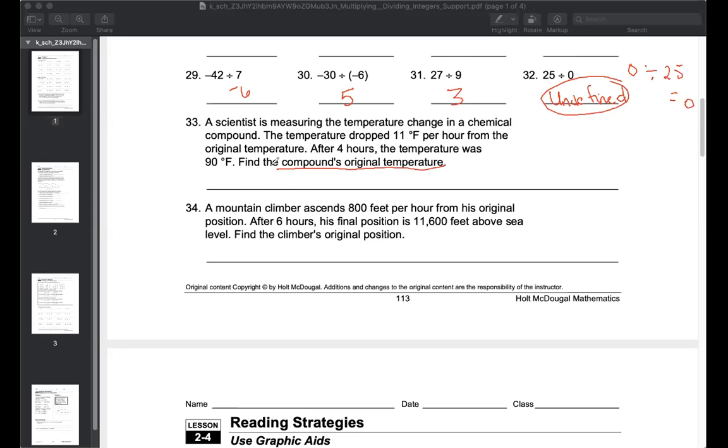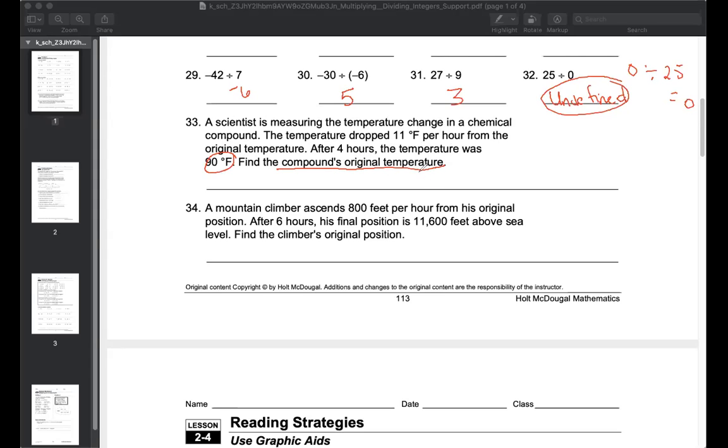All right. What is the compound's current temperature? What is its temperature right now? 44 degrees. Well, the temperature right now is 90 degrees, right? Oh yeah. I want to find the original temperature. Okay, good. But you mentioned 44 degrees. Where did that 44 come from? How did you find 44? Because I don't see 44 here.